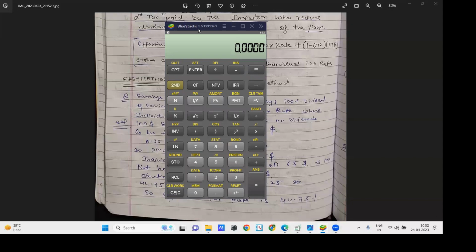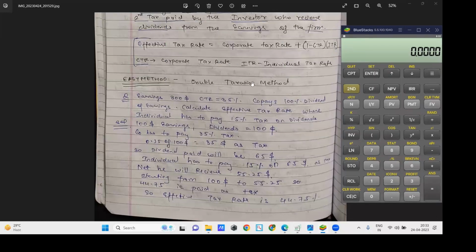So here is the financial calculator. First we'll do 300 times 0.35. The first taxed amount is 105. So 105 is the taxed amount, and we'll store it in STO1. And what will the remaining amount passed on to the shareholders be? It will be 300 minus 105, which equals 195. So this 195 will be passed on to the shareholders.